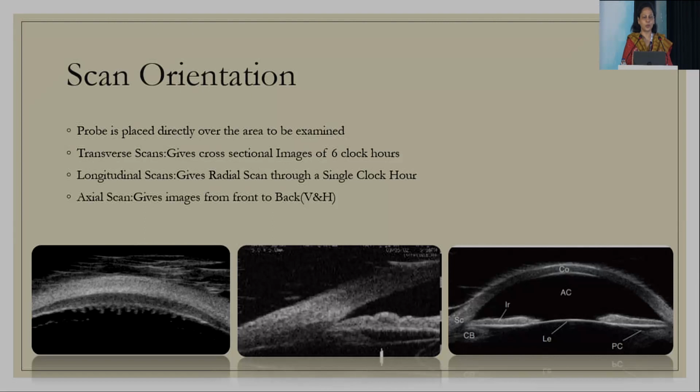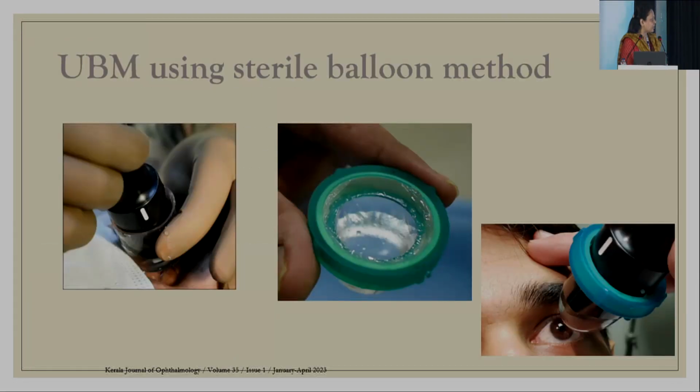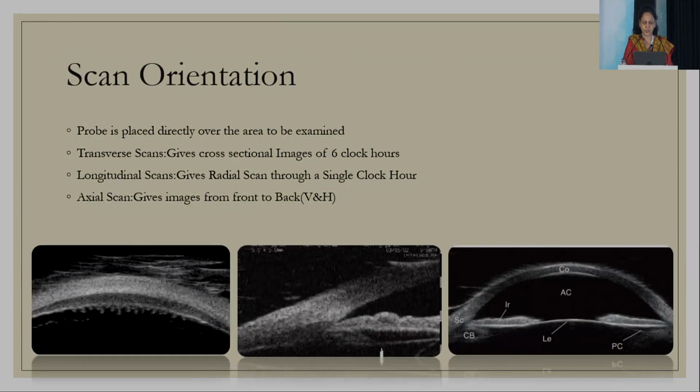That's the scan orientation, because here when we go back to this picture, you see there is a white mark. Can you see this white mark? So this white mark is going to decide which area you are going to subject your patient to for the analysis. So now here what you do is that the probe is placed directly over the area to be examined, in contrast to B scan, where we place it at the opposite pole.